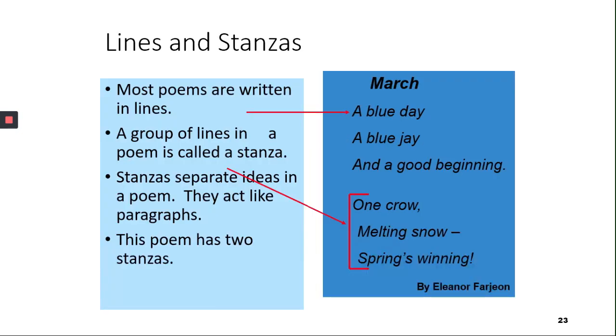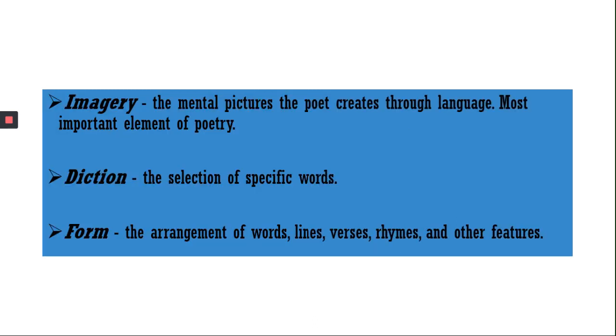Next, here is the graph for you to better understand lines and stanzas. Most poems are written in lines. And then a group of lines in a poem is called a stanza. Stanzas separate ideas in a poem. They act like paragraphs. And in this poem, we have 2 stanzas in total.